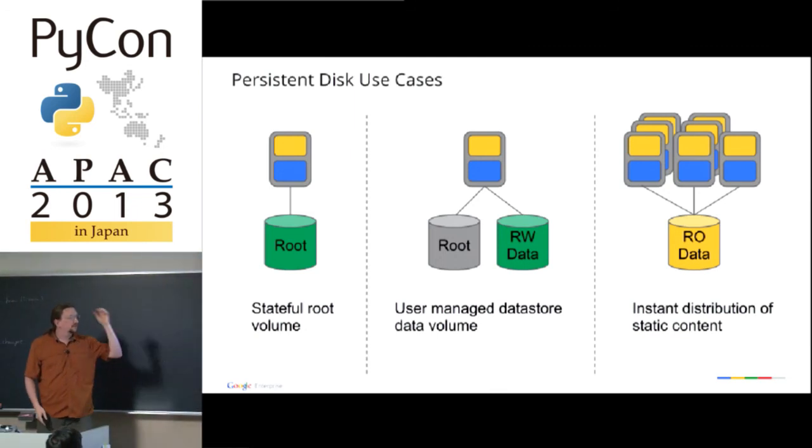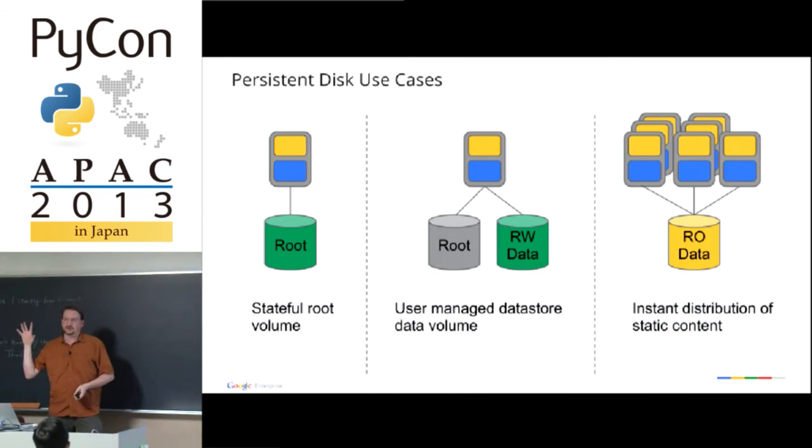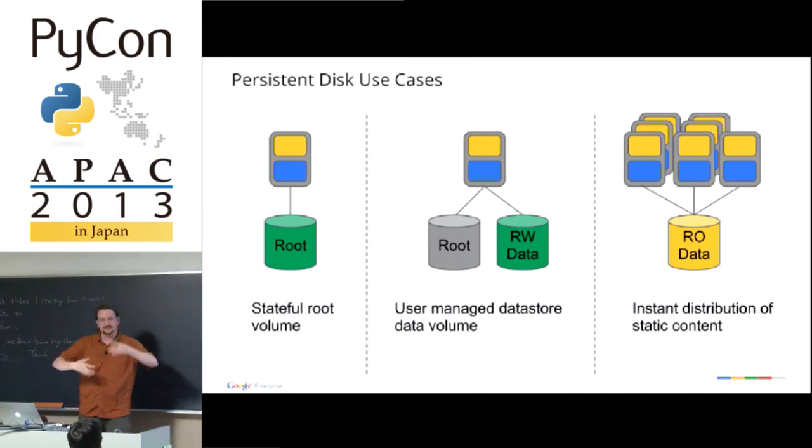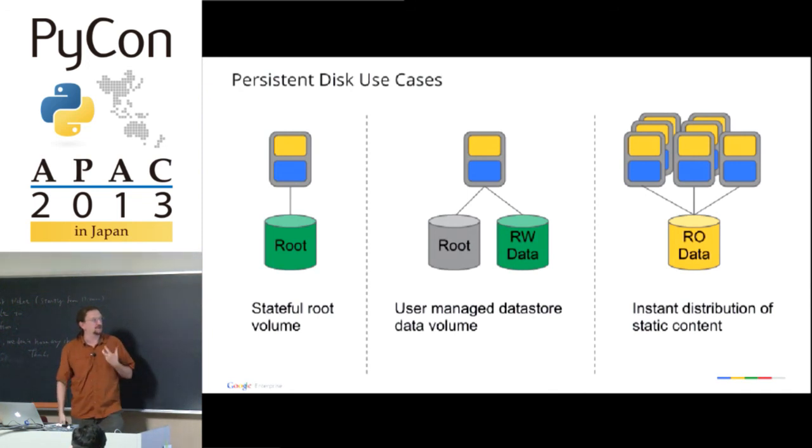We can also use persistent disk as attached storage. So you can have an instance that's up and running. You can create a persistent disk, attach it to that instance, read and write to it, detach, plug it into another instance, move it around, that sort of thing. So it's kind of like a super-powered USB drive.